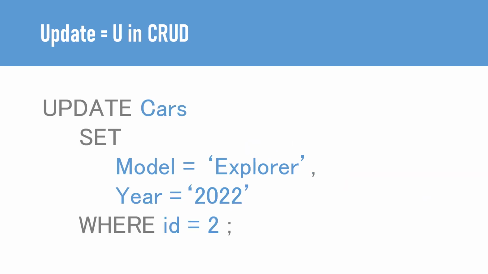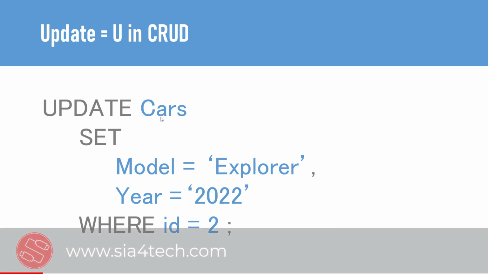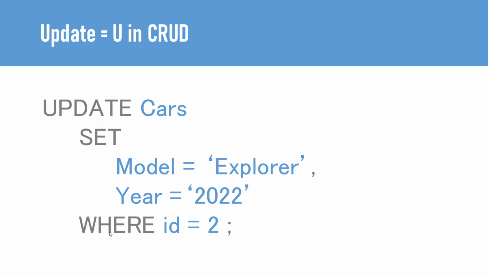The update statement is used to change or update data. This is the U in CRUD. As you see, it starts with update, then the table name. Then I have used the where clause to select which row or rows are to be updated. And to improve readability, I have written the statement in several lines, and I have terminated the statement with a semicolon.